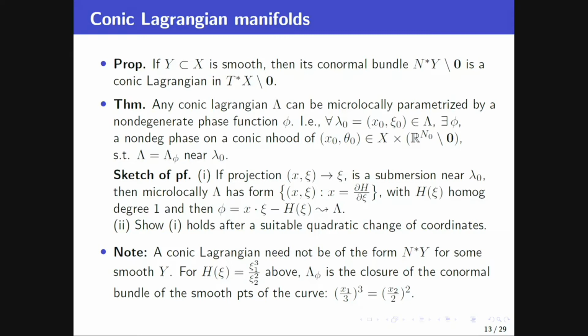And now let's see the relation between Lagrangians and the conormal bundles. So we defined the conormal bundles yesterday. The idea is that every conormal bundle is a conic Lagrangian. Okay? But the converse is not true. Not every Lagrangian is a conormal bundle.